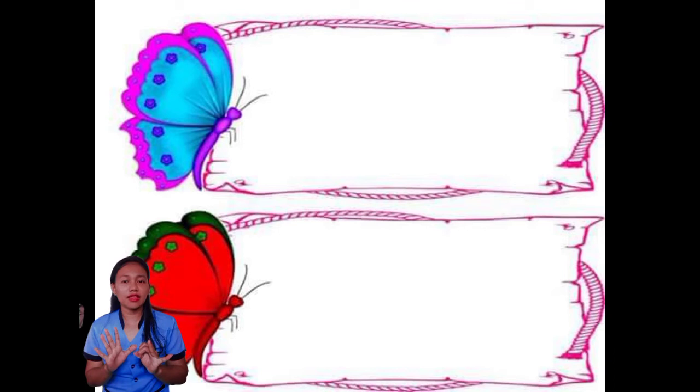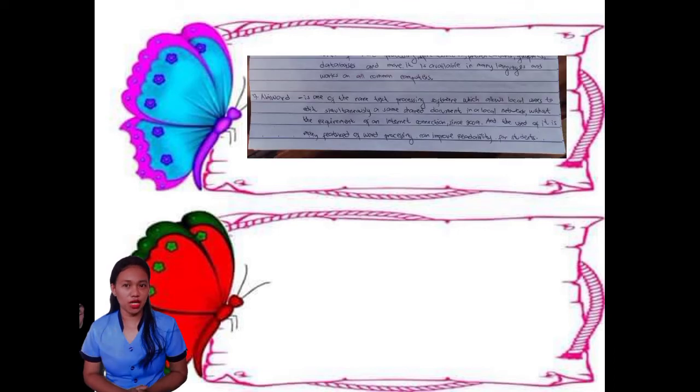The seventh application is AbiWord. AbiWord is one of the rare text processing software which allows local users to edit simultaneously the same shared document in a local network without the requirement of an internet connection since 2009. And the use of it is, many features of word processing can improve readability for students.